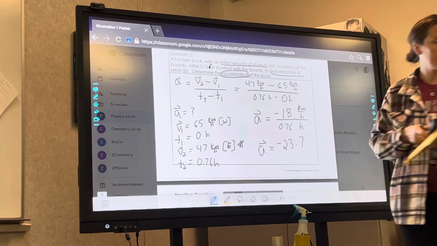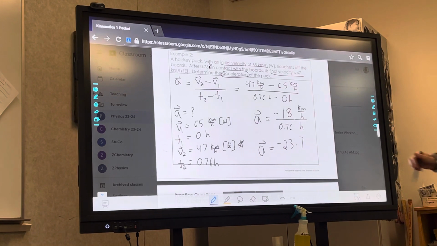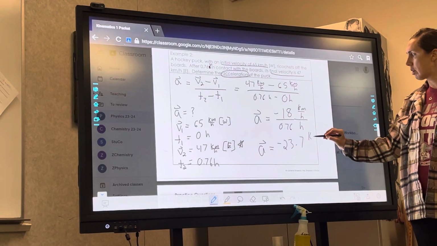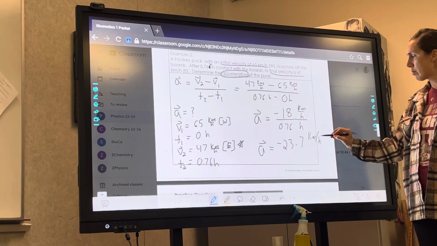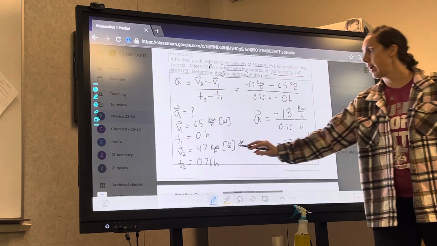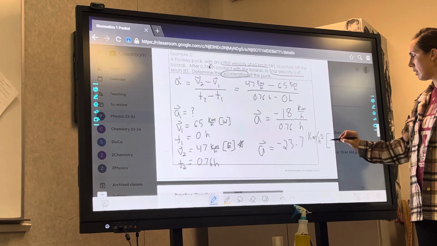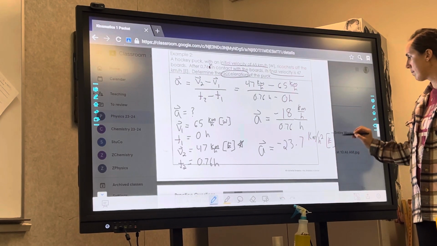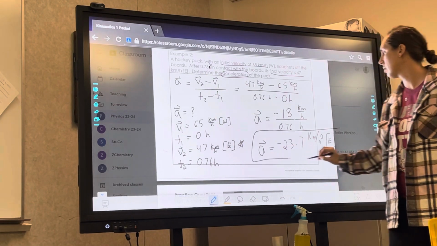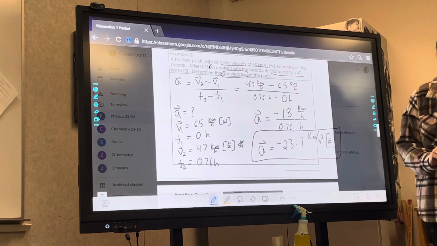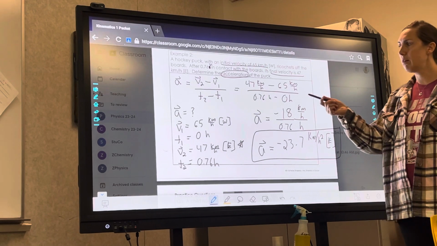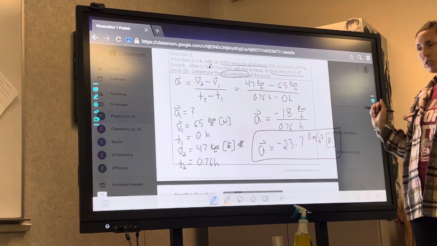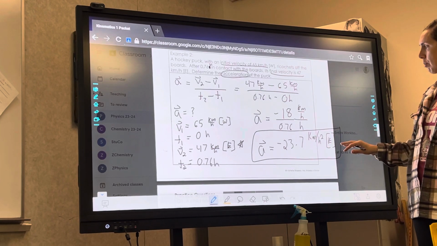23.7, okay? Units, kilometers per hour squared, and it's in the direction of east. Okay, so all we had to do is just make sure we had our formula, listed out all of our variables, plugged it in, and just did the math. Okay, so let's talk about what's important here.